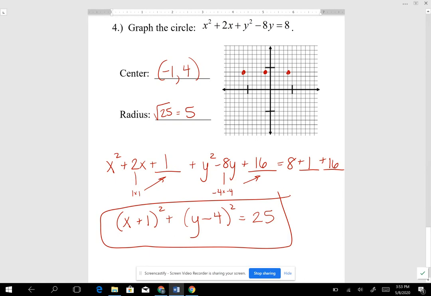That's a point on my circle. Go back to the center, up, 1, 2, 3, 4, 5. Back to the center and down 5. The center is in the middle of your circle, but it's not actually a point on it.